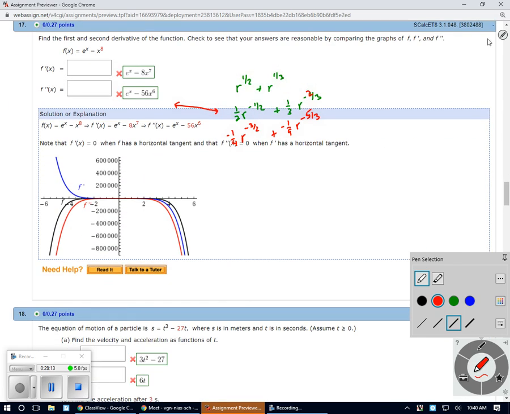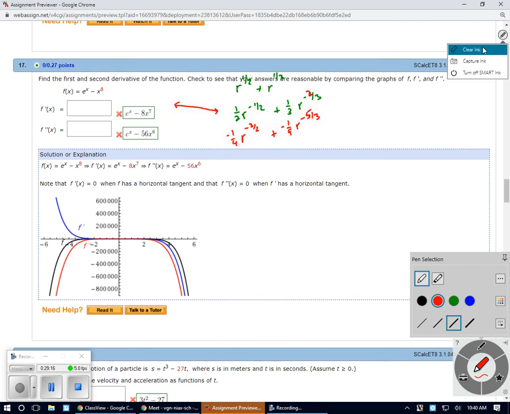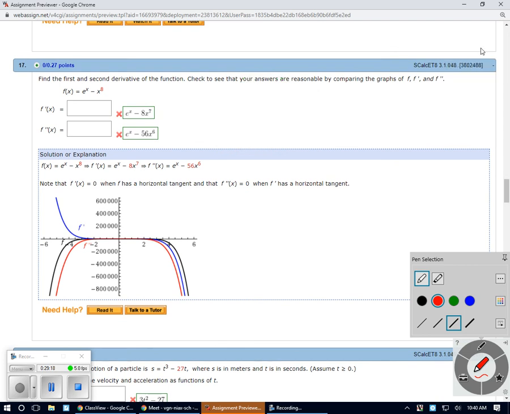Let's go to 17. Now this has got that graph thing on it, but let's go ahead and see. They're not asking you for an answer about the graph. All right, my derivative of e to the x is the easy one, e to the x, minus 8x to the 7th. And the derivative of that is e to the x minus 56x to the 6th.